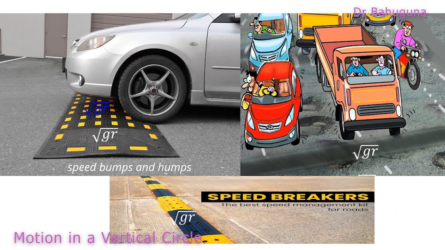Here, the speed breaker. On the top of the speed breaker, the maximum velocity of the vehicle should be root gr. If it is more than that, it won't be touching that surface. Simply from the top, it jumps from that place. So if the velocity of the vehicle is more than root gr at the top of this speed breaker, or a speed bump or a hump, what is going to happen? The tire won't have contact with that place and simply jumps from that place, which is not desirable. So these are some of the examples of the vertical circle.